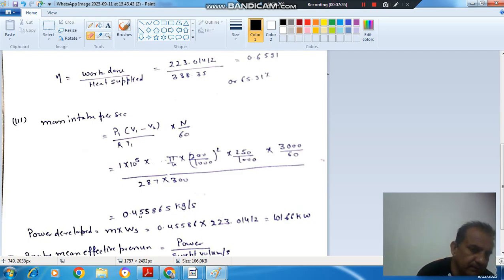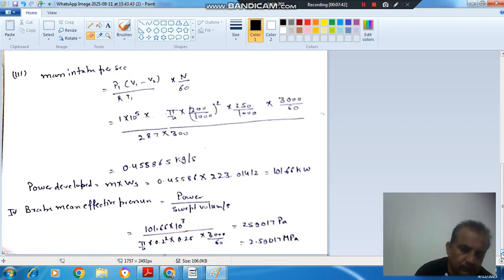And the power is mass into work done per unit mass. So that is 101.66 kilowatt. And the mean effective pressure is power output divided by swept volume per second. So it will come out as 259017 Pascal or 2.59017 bar.